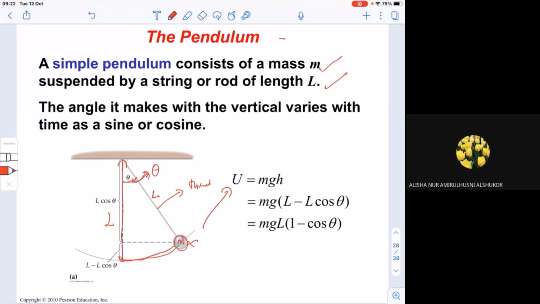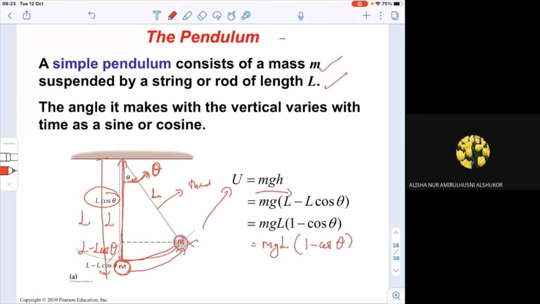Because theta is here, so this is L. If you release it from that potential energy, this is the original length, before you pull it up to that level. Everything here is considered to be L. But when you take this mass up to this level, right now we have the component L cos theta, so we get L minus L cos theta. Then you can factorize L, so it becomes mgL(1 minus cos theta).